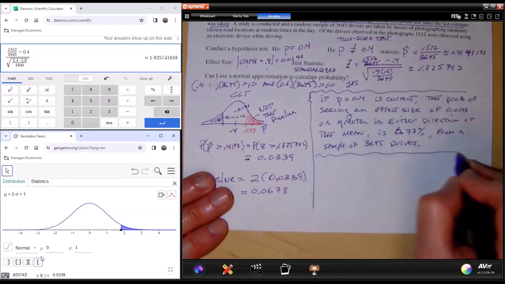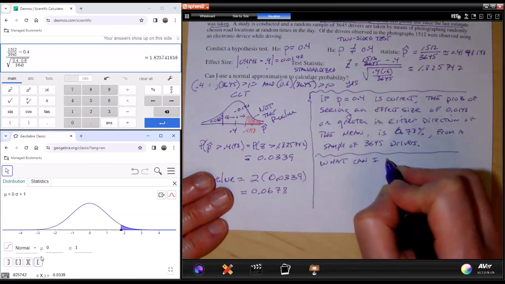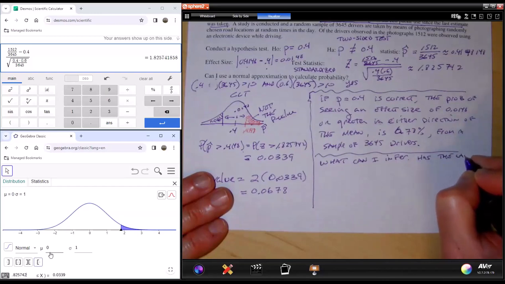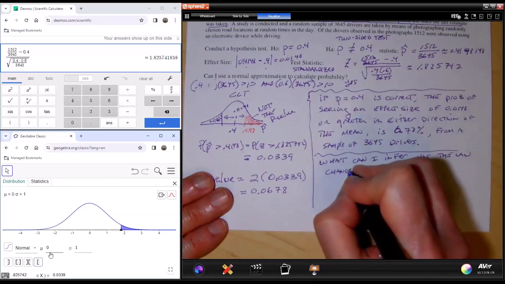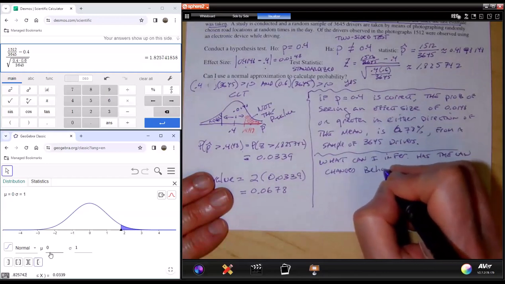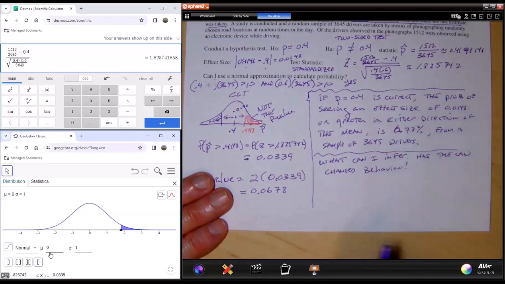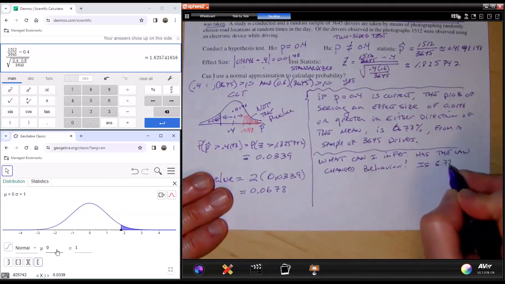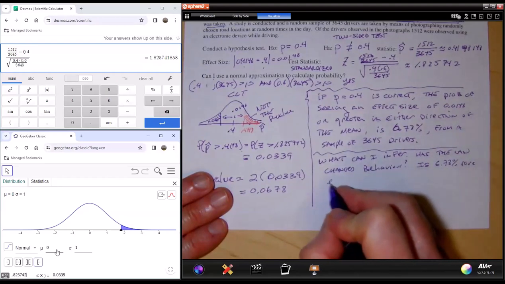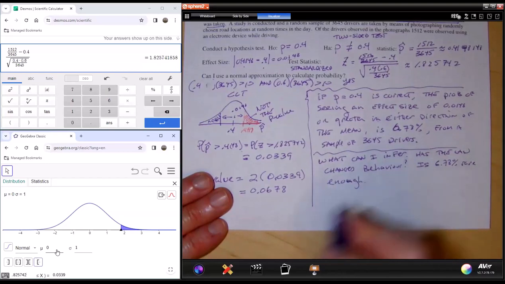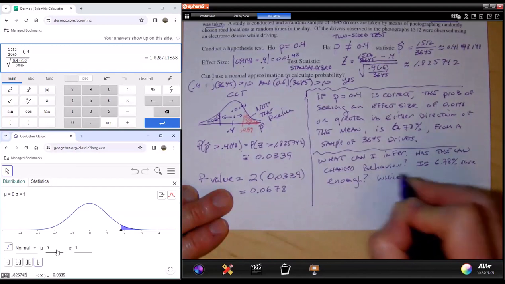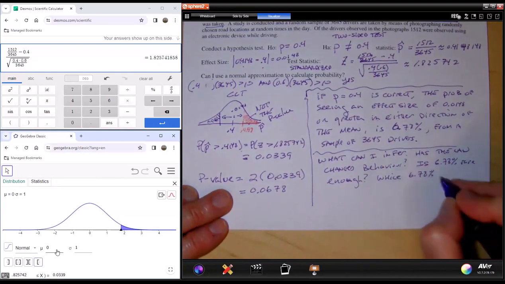What can I infer? Has the law changed behavior? Basically, what I'm asking you is, is 6.78% rare enough? Now, you don't have any sense of how to interpret this, but we're going to do that next. But the answer is, well, 6.78% is unusual.